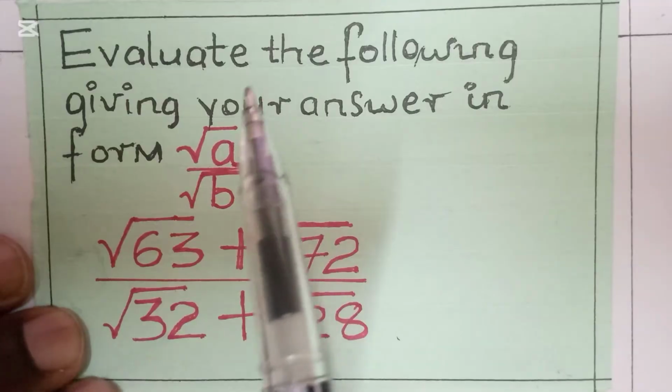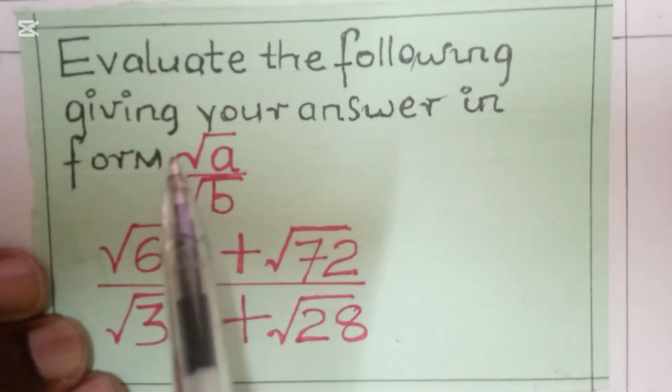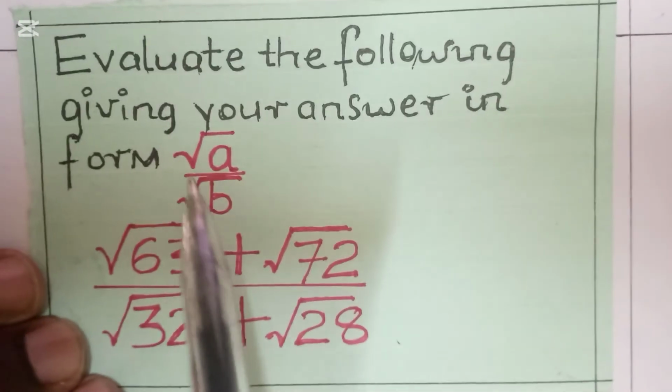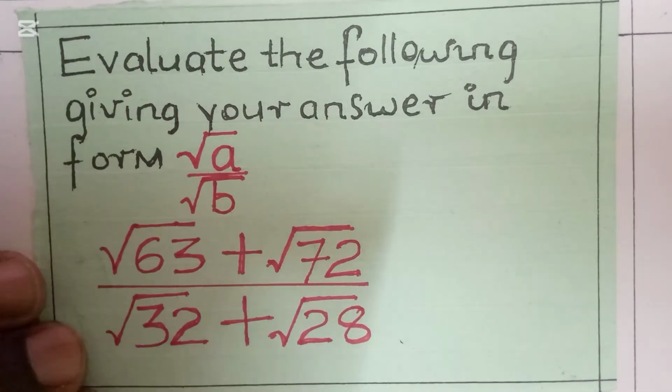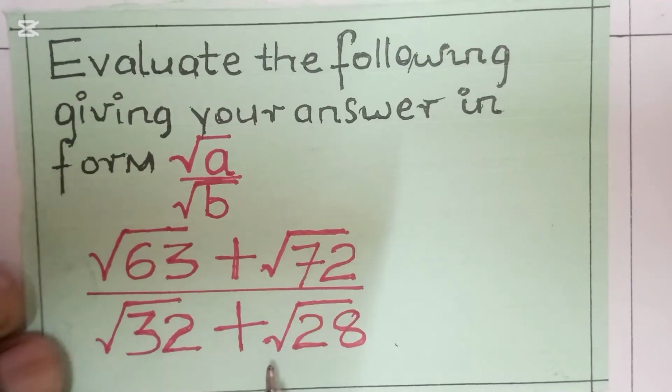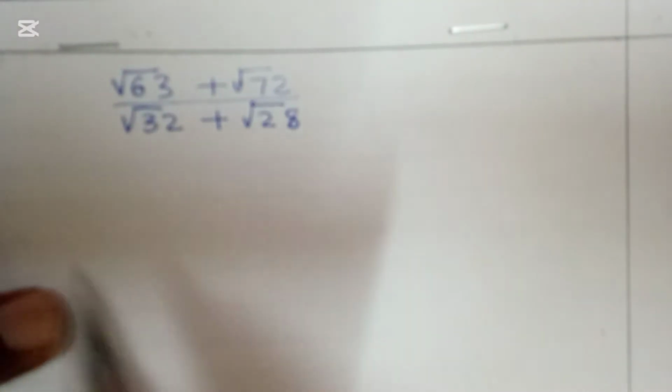Guys, we solve this problem. Evaluate the following, giving your answer in the form square root of a over square root of b. And so guys, we now solve this problem. I've already written it right here, so we can just go ahead and solve it.